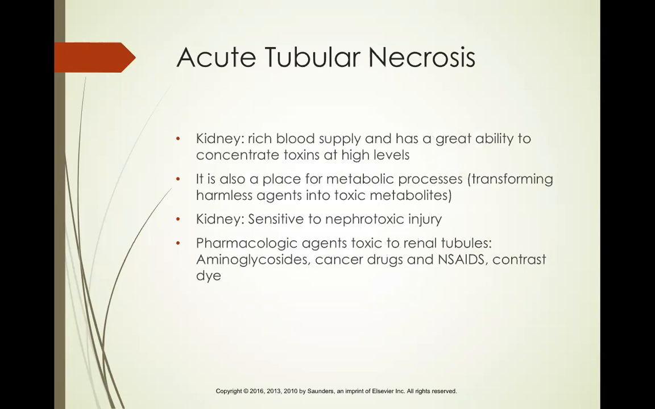Kidneys need a rich blood supply and a great ability to concentrate toxins at a high level. If you need to give a contrast dye study or you need to give vanco to someone with renal insufficiency, you have to make sure that you perfuse the kidney well. It is also a place of metabolic processes where harmless agents can be turned into toxic metabolites. Kidneys are sensitive to nephrotoxic injury. The pharmacological agents are aminoglycosides, cancer drugs, NSAIDs, and contrast dye.